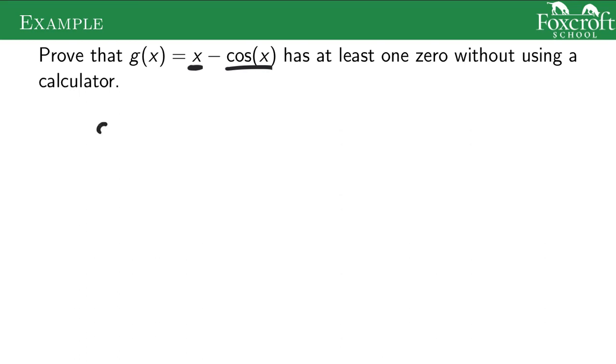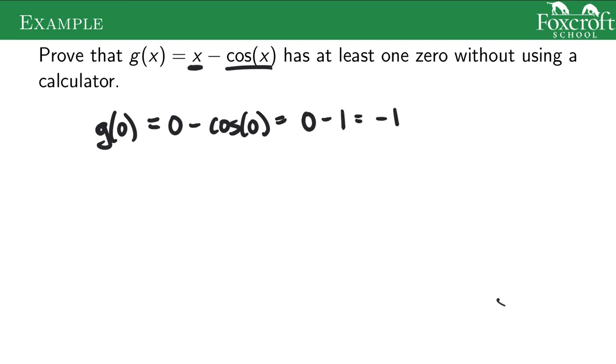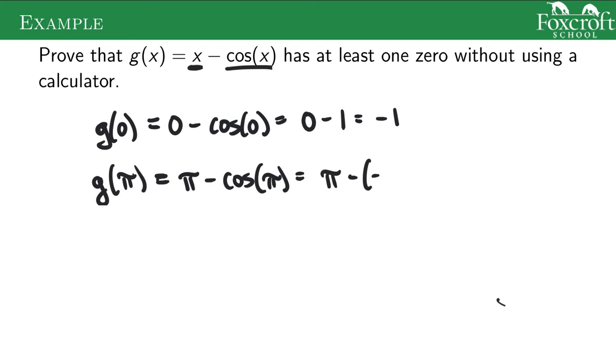What I could do is plug in 0 into the function, so it's going to be 0 minus cosine of 0. Cosine of 0, and we're going to do this review after this video, is 1, so I get negative 1. Another thing I can do is plug in pi. So when I plug in pi, I get pi minus cosine of pi. Cosine of pi is negative 1, so it's pi plus 1. Again, pi is about 3.14, so that's about 4.14.